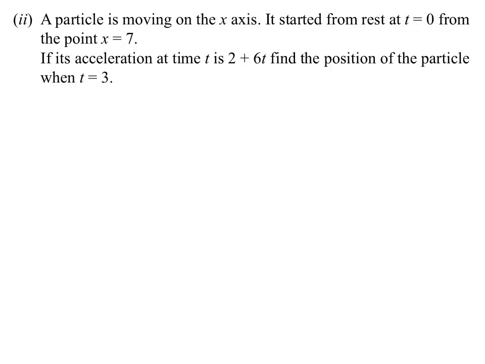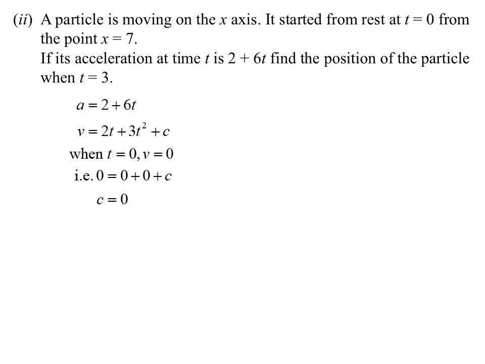This one here, I'm starting from rest and I'm starting at x equals 7. This time they've given me the acceleration equation, 2 plus 6t. We have to find the position. I know the acceleration, so I'll integrate to find velocity. Don't forget the constant. That's going to be real important. Of course, for this one, when t equals 0, v equals 0. Substituting, in this case, the constant does turn out to be 0. I could have got away with forgetting the constant here and it would have been okay.